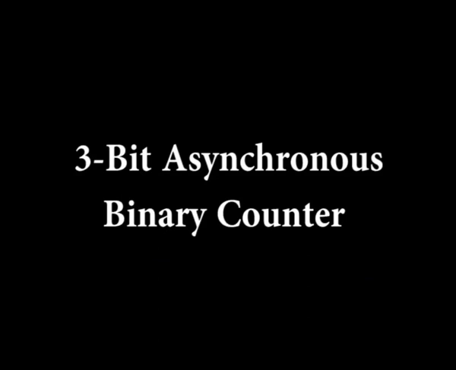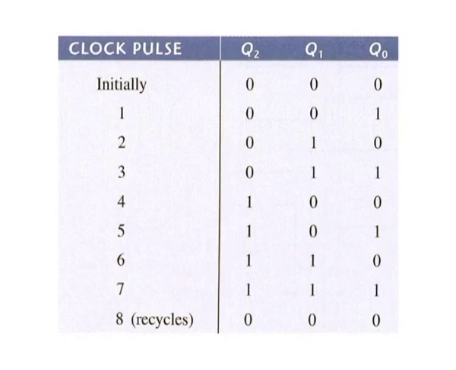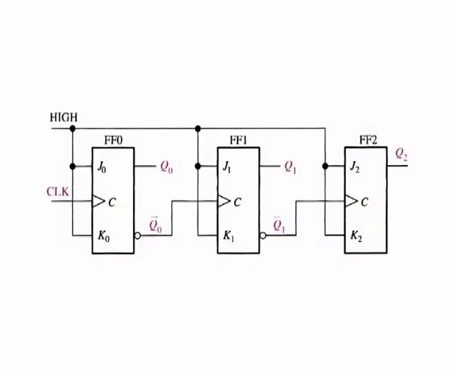A 3-bit asynchronous binary counter. The state sequence for a 3-bit binary counter is listed in the table, and a 3-bit asynchronous binary counter is shown here. The basic operation is the same as that of the 2-bit counter, except that the 3-bit counter has 8 states due to its 3 flip-flops.